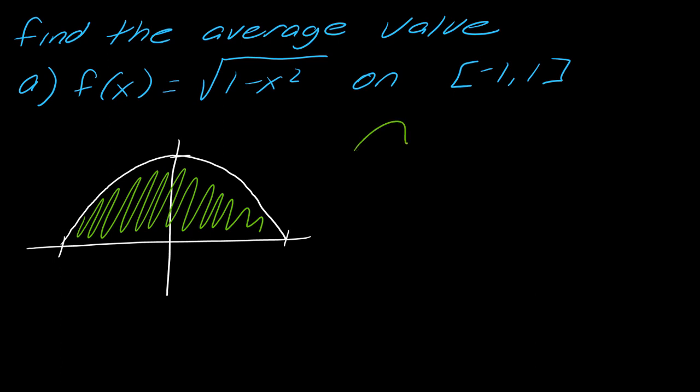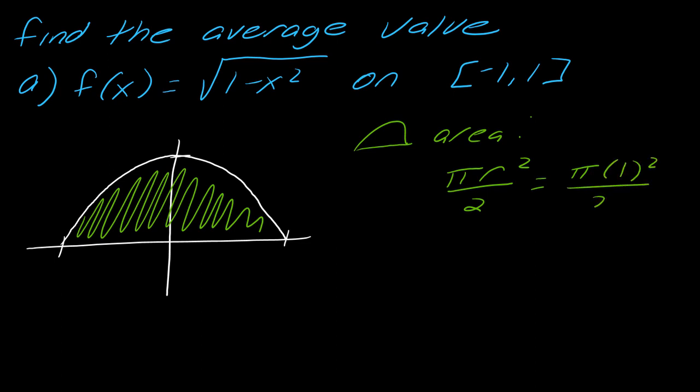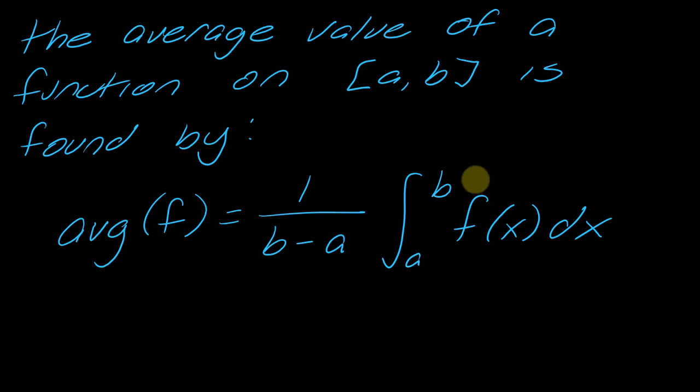If I just start with this area, well, I know that the area of a circle is pi r squared. Therefore, if I just want half of that, I'll divide it by 2. Then I just have to determine the radius, which is 1. So this is pi times 1 squared divided by 2, which equals pi over 2.